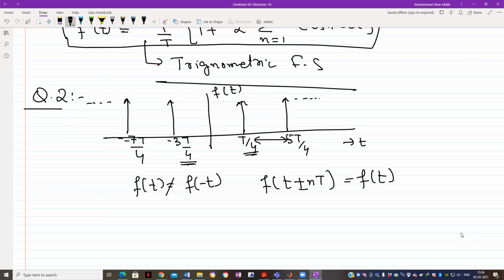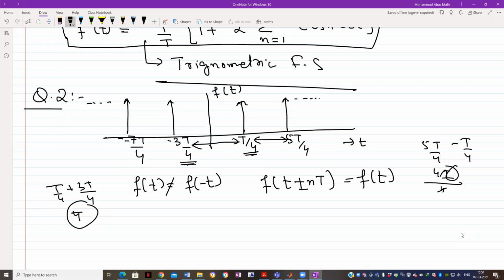What's the difference between these two? 5T by 4 minus T by 4. What do you get? 4T by 4. The 4 will cancel. T is the fundamental time period between these two. Similarly, tell me the difference between these two. Yes, periodic. Minus and minus, that means plus, T by 4, it's always T. So similarly, the difference between these two will be T.